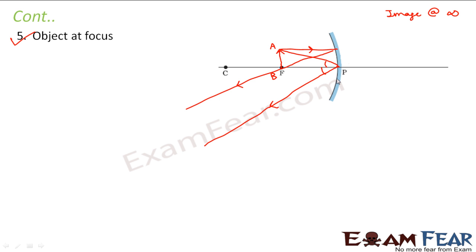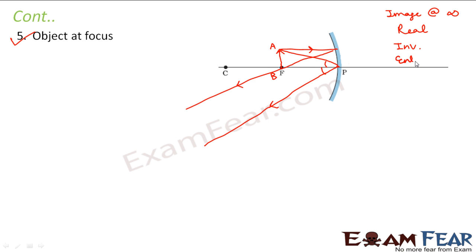Here I have not drawn it correctly. This line will go parallel to this line. So the image in this case is formed at infinity. And what kind of image will be formed? Real image, because no matter how far, the rays will actually meet. So you will get a real image, and the image will also be inverted because it will meet somewhere below the principal axis.